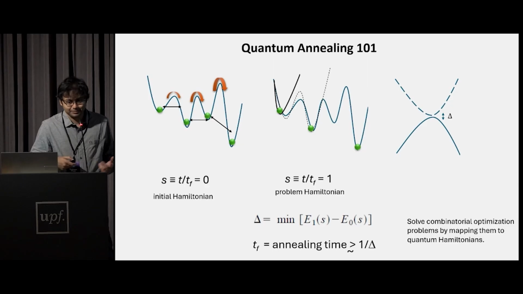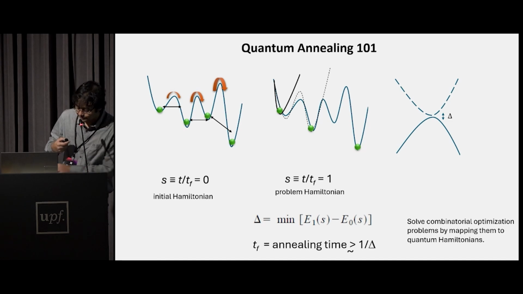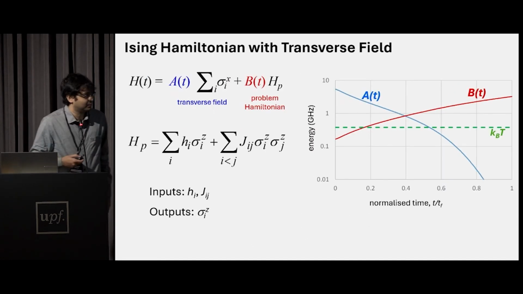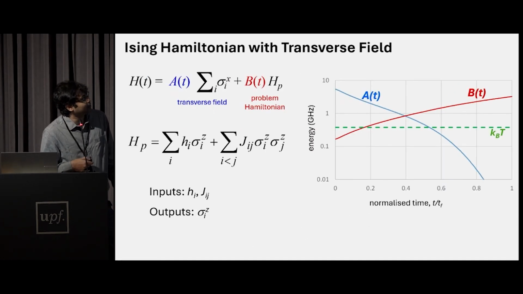And our goal, one of our goals at least, is to solve combinatorial optimization problems by mapping them to quantum Hamiltonians. And we want to do this faster than people do it classically, and that's the end goal. And this is the standard Hamiltonian which everybody uses. This is the Ising model. And this is used because this is an NP-complete Hamiltonian, so other NP-complete problems can be mapped into this.